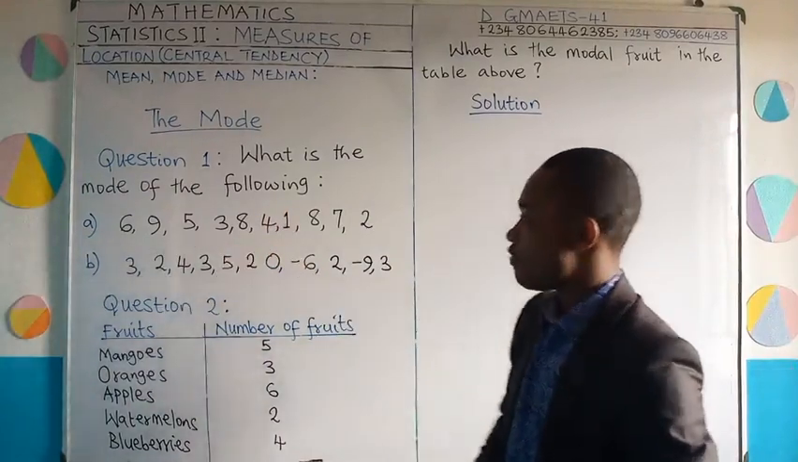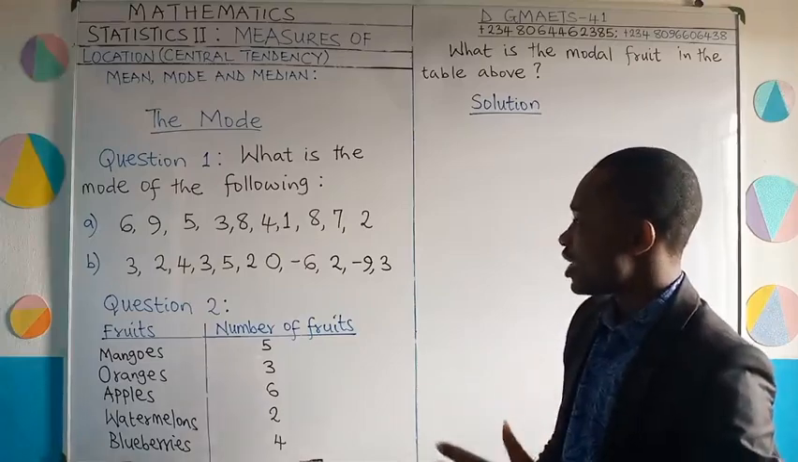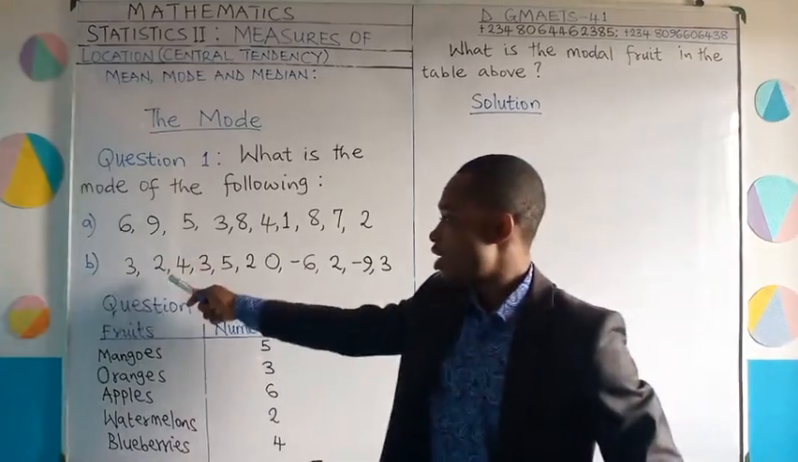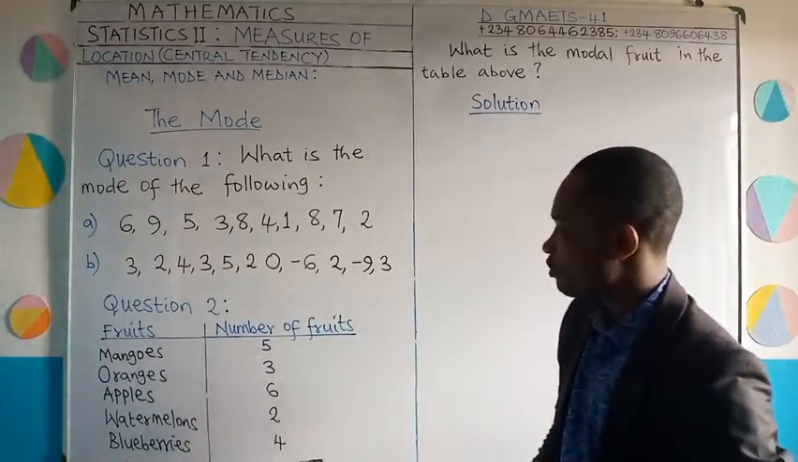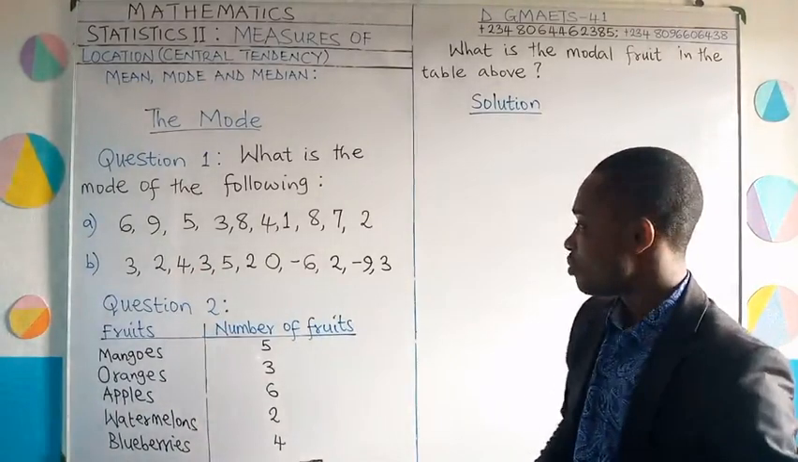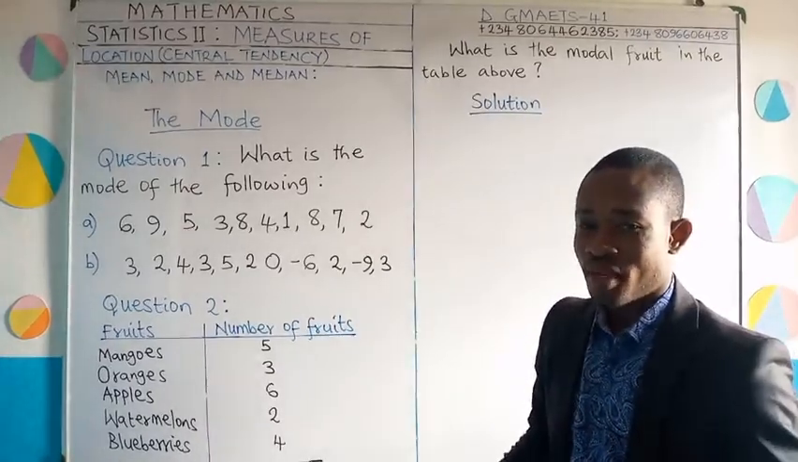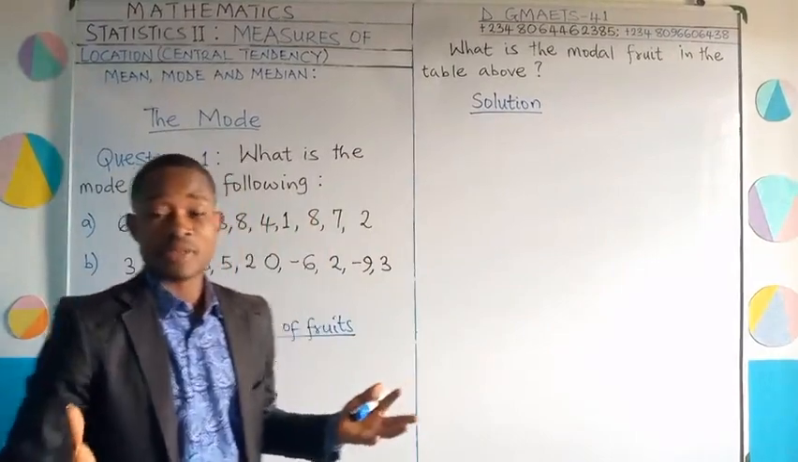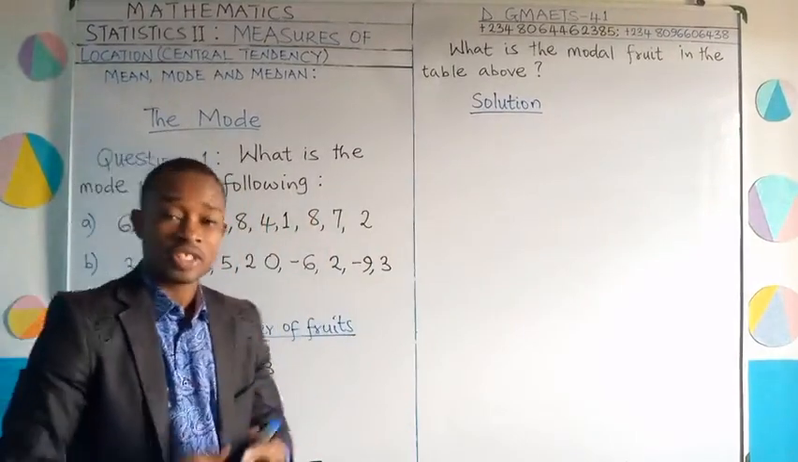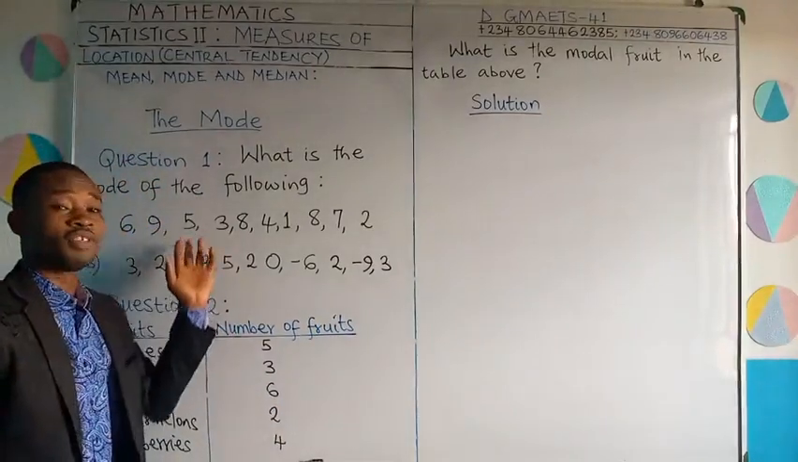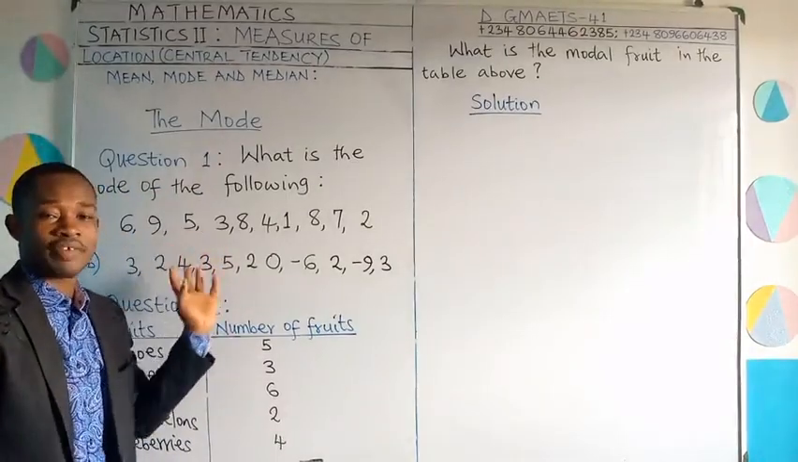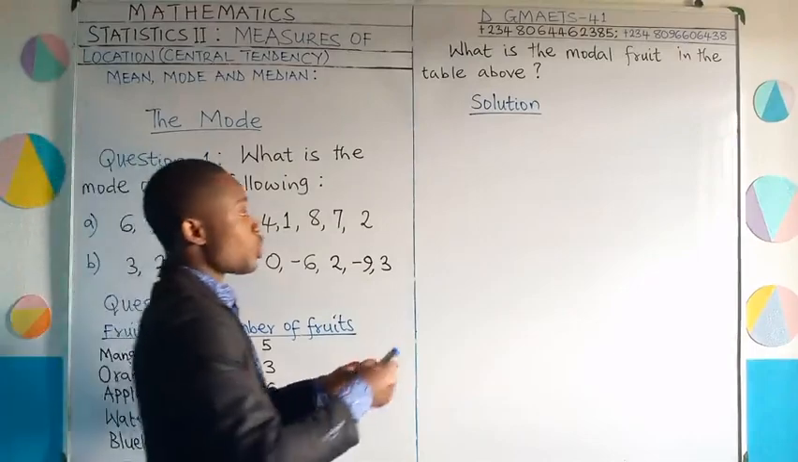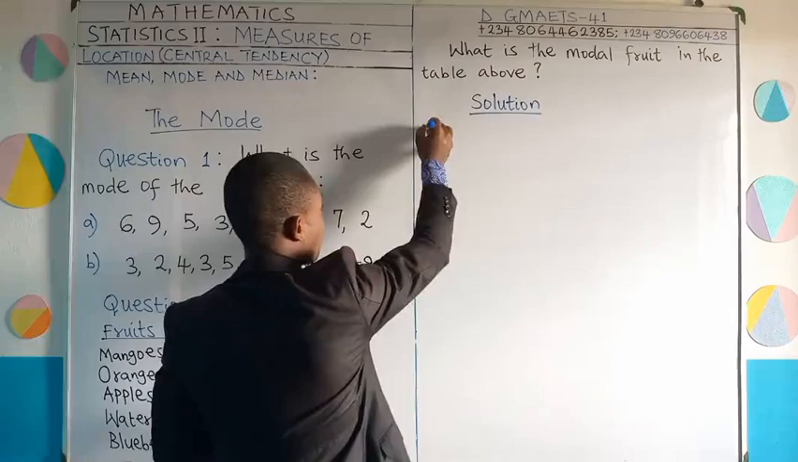A. 695-3841-872. B. 324-352-0-62-93. How do we solve this problem? It's very simple. We are asked to find the mode of this distribution, of this data given to us. We're going to start with question 1A first.